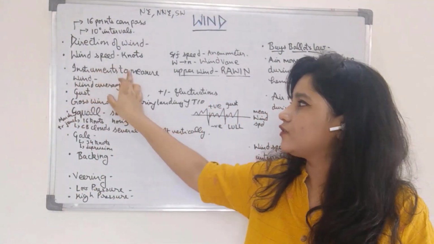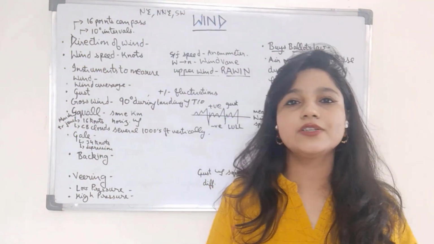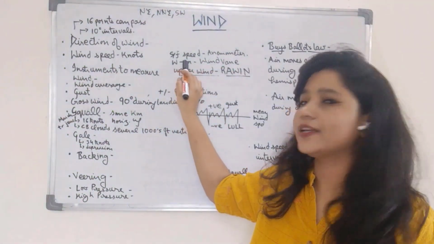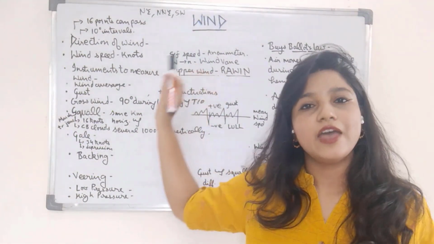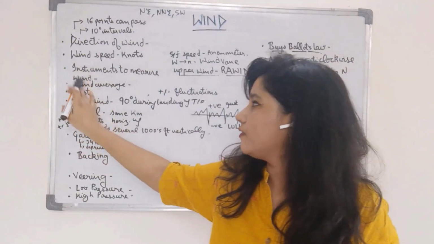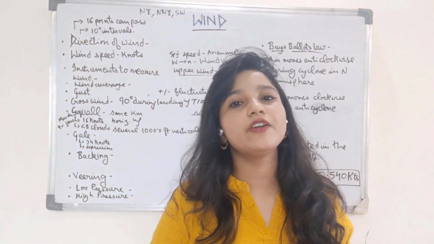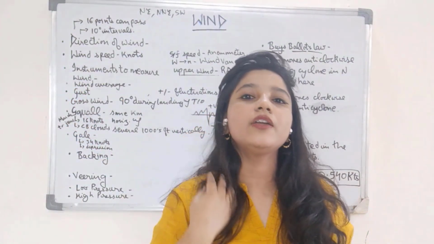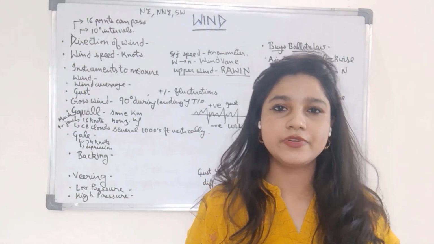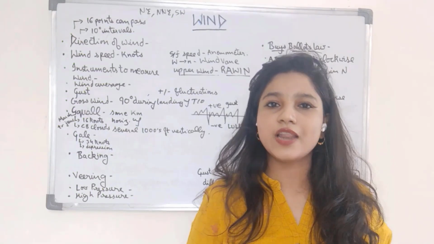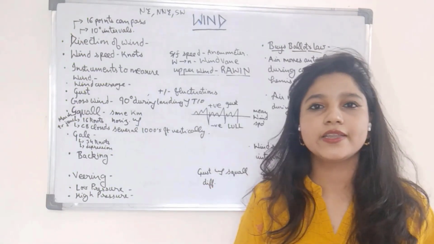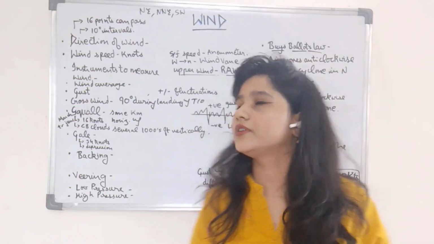Then we have instruments to measure wind. For surface wind speed, we have the anemometer. For wind direction, we have the wind vane. And for upper wind, we have the rawin. Then wind average. When we are flying, we use the wind speed that is the average of 10 minutes. But during landing and takeoff, we take the average wind speed of 2 minutes. It is due to the safety of the aircraft.